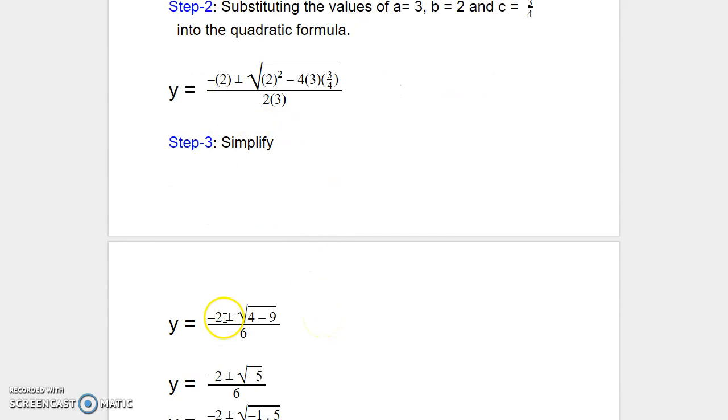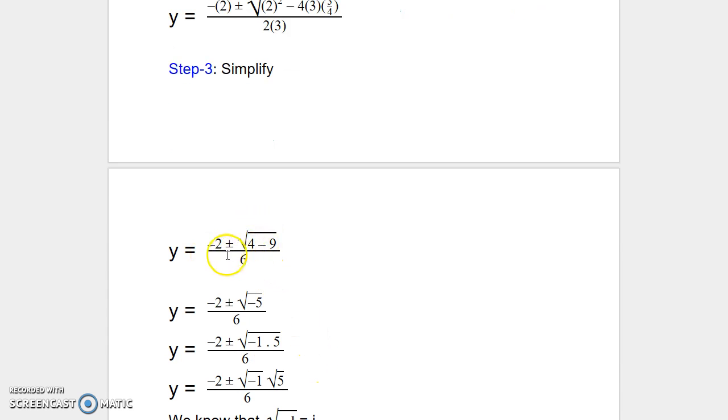So this will be minus 2 plus or minus the square root of 2 squared is 4, and then 4 times 3 over 4. We have a 4 in the numerator, 4 in the denominator, those cancel out. So 3 times 3 is 9, and that is what we are left with under the radical term, the whole thing divided by 6. Okay, so 2 times 3 is 6. Now let's simplify it some more. Negative 2 plus or minus the square root of 4 minus 9, which is negative 5 under the radical term, the whole thing divided by 6.